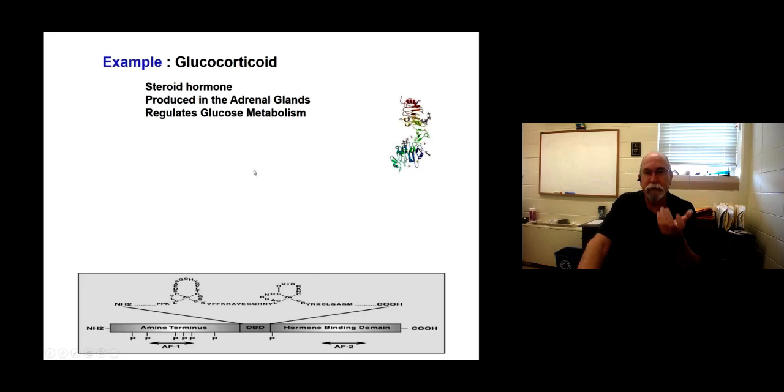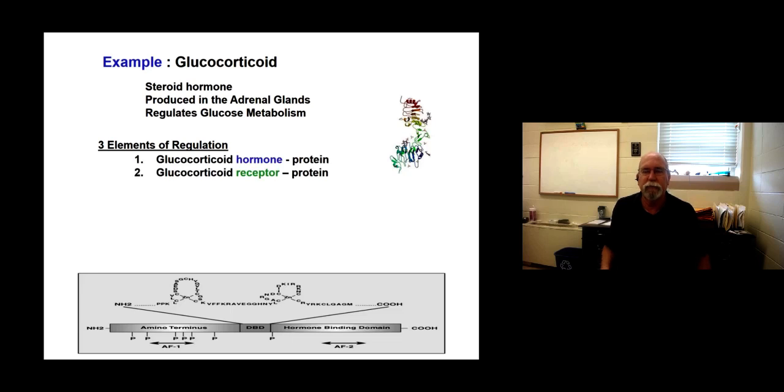They're produced in the adrenal glands, and they're involved primarily in glucose metabolism. And they really have three primary elements that are involved in the regulatory process. One is obviously the hormone that comes from the adrenal gland in response to the presence or the need to metabolize glucose. Obviously, there has to be a receptor, which is a protein found in the cell. Okay, the receptor itself has a number of cool parts. It's what's called a zinc finger transcriptional protein.